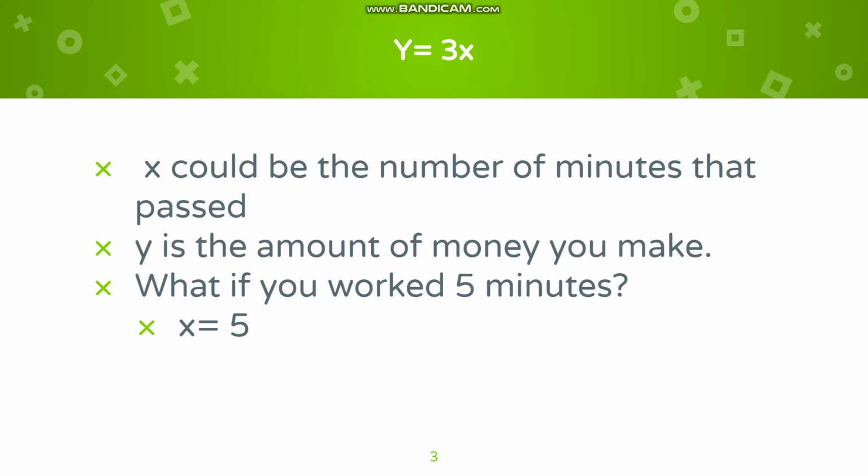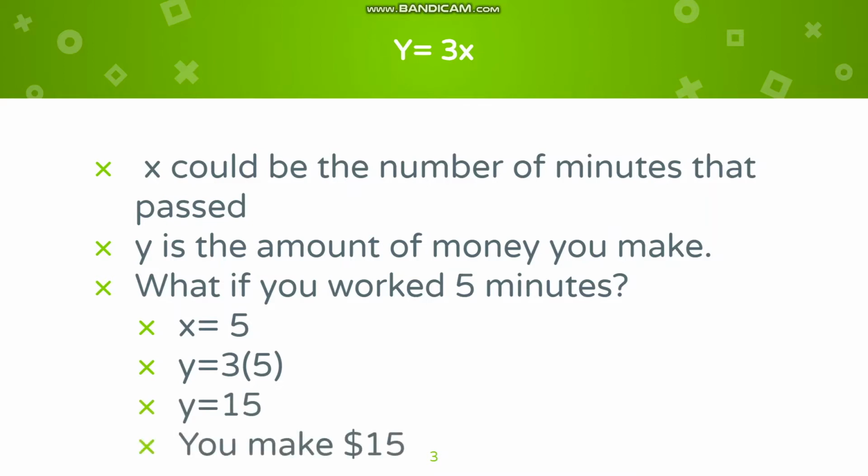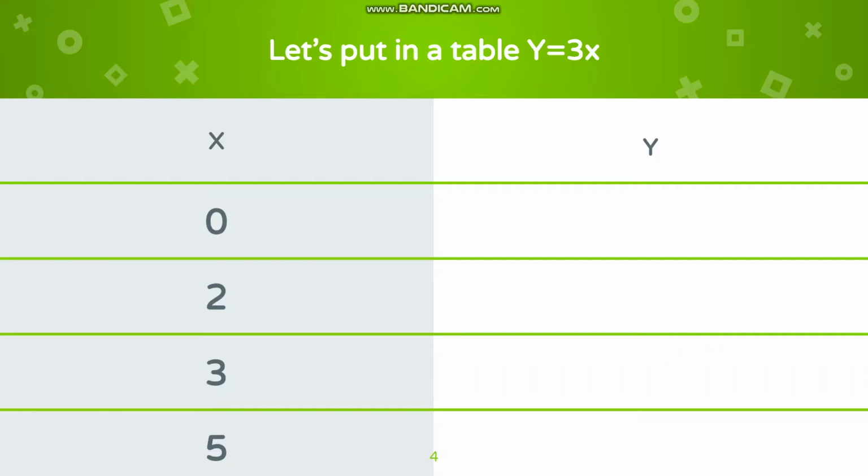Now, since you know what x is, you plug it into the equation above and you get y equals 3 times 5. And what's 3 times 5? 15. So you make $15 from working 5 minutes. That's a pretty good deal. So let's try and put this in a table.